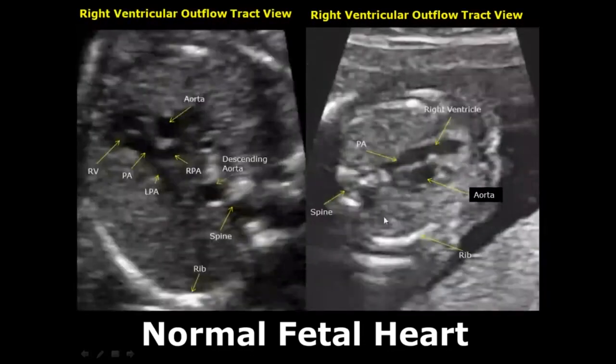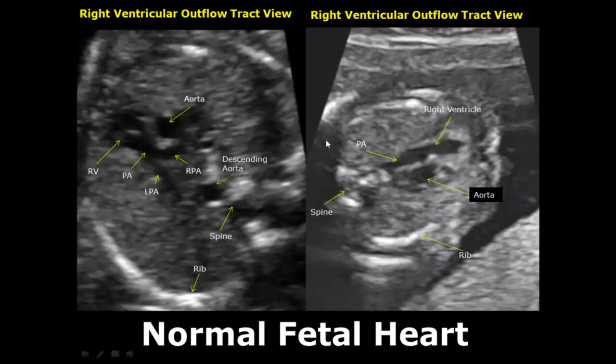In right ventricular outflow tract view, we can see the right ventricle and the main pulmonary artery, and here are the branches, the right and left pulmonary arteries. Part of the aorta is also seen.